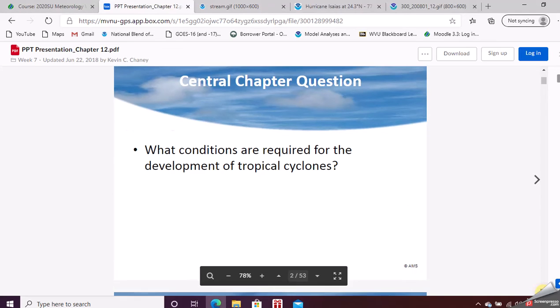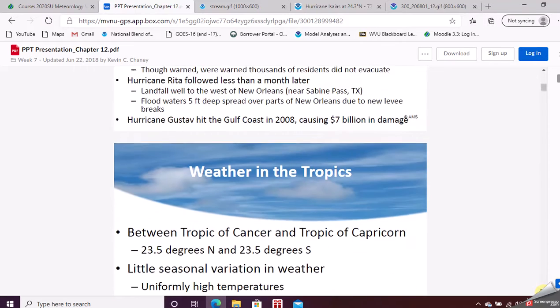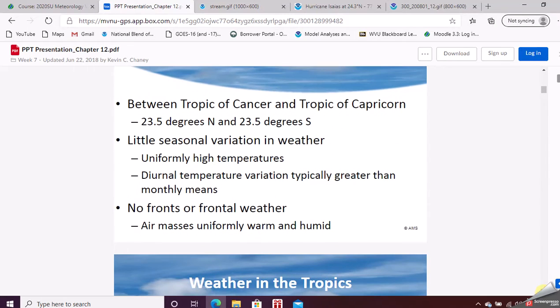Did you know that hurricanes are called by a lot of different names around the globe? That's part of why they use the word tropical cyclones there. They're basically weather that's between 23.5 degrees north and 23.5 degrees south. Pretty much no fronts make it into this area. So basically you have uniformly high temperatures, lots of moisture around, especially over the oceans, and very little diurnal temperature variation from month to month.